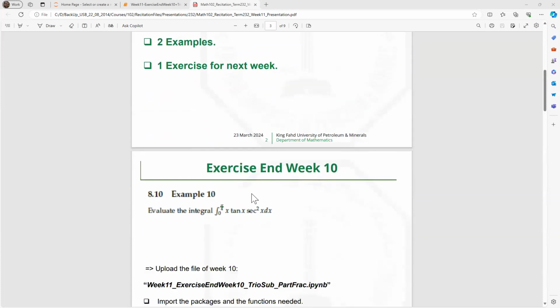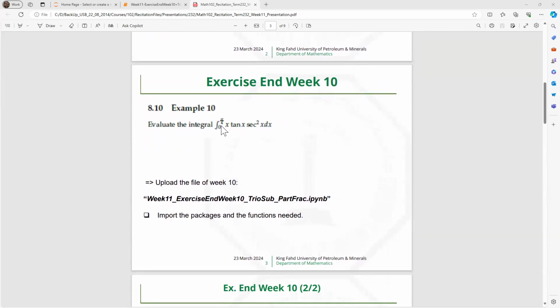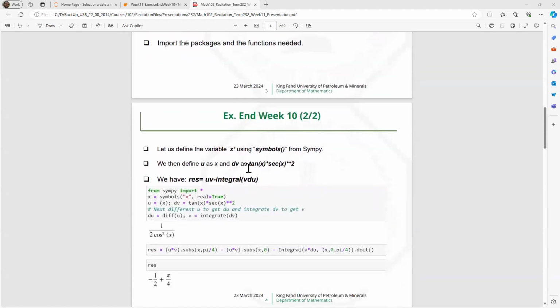So first of all, we start with the exercise at the end of the week 10 presentation. Here we were asked to evaluate the integral from 0 to pi over 4 of x tan x secant squared x dx. We start, as usual, by uploading the file for week 11, which is this file, week 11 exercise, and week 10, and trigonometric substitution and with partial fractions. And we'll import the packages and functions needed as usual. Don't forget that here we are using SymPy, and we are trying to import everything at the beginning to avoid any issue later on. We'll define, first of all, the variable x using symbols as a real variable.